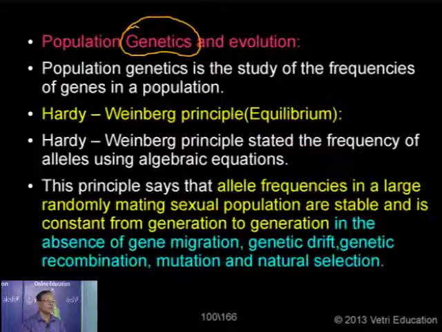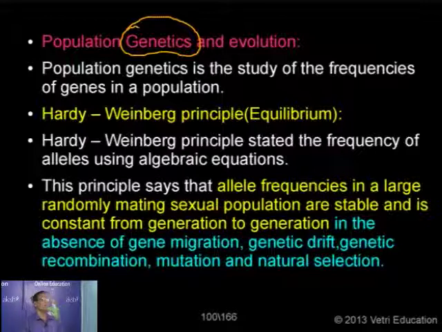We are not counting the number of individuals. We are counting only the number of genes in a particular population. How many A genes are present? How many B genes are present? Even among the A genes, how many are dominant genes and how many are recessive genes? That study is called population genetics.